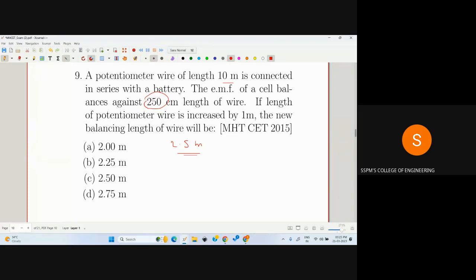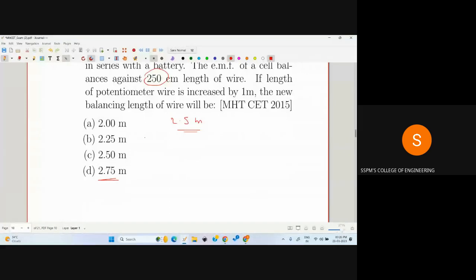नाउ इन द सेकंड केस द वायर इज इन्क्रीज बाय 1 मीटर. आता वायर किती असणार आहे 11 मीटर असणार आहे. तर न्यू बॅलन्सिंग पॉइंट काय असणार, इट मस्ट बी ग्रेटर दॅन 2.5 असणार आहे. म्हणजे आन्सर काय असणार आहे 2.75 असणार आहे. लेट वी सॉल्व. हे आपण सॉल्व करून बघूया.